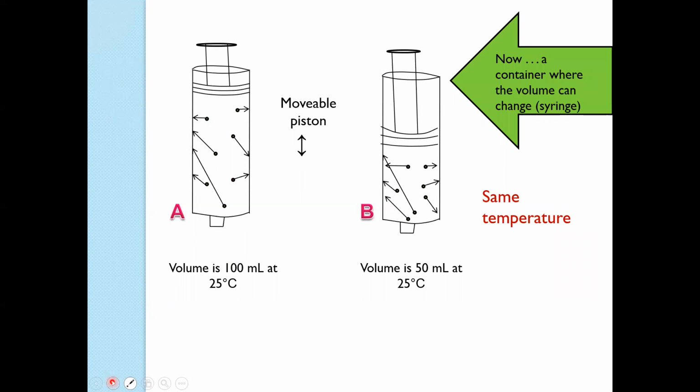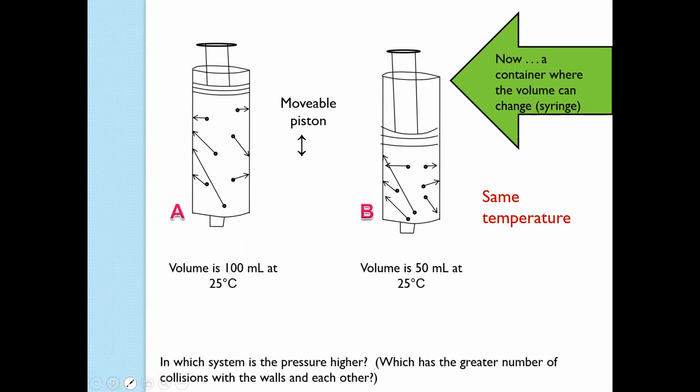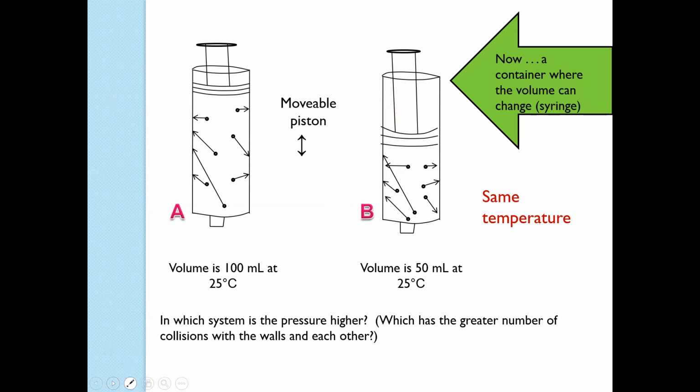Now consider a container where the volume can change, a syringe. Syringe A contains a volume of 100 milliliters at 25 centigrade, and when we move the piston, we make the volume 50 milliliters at the same temperature. We can observe that the volume of B is half the volume of A. So in which system is the pressure higher? Of course, it will be B, because the volume decreases, the pressure increases.